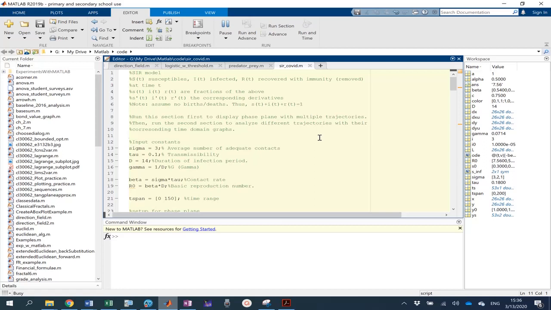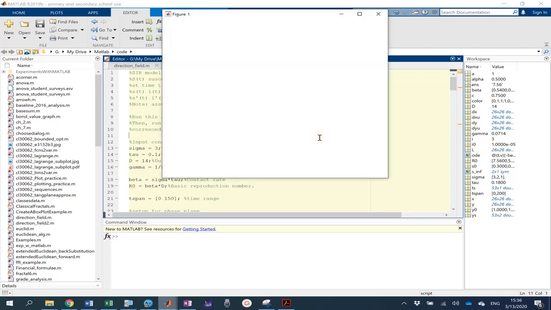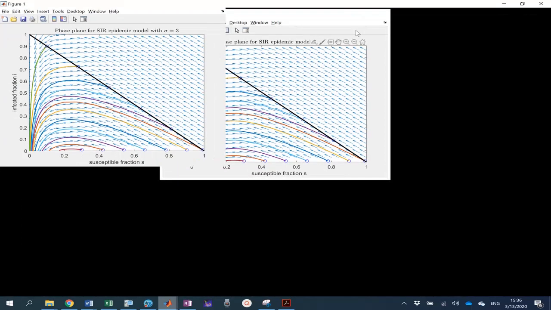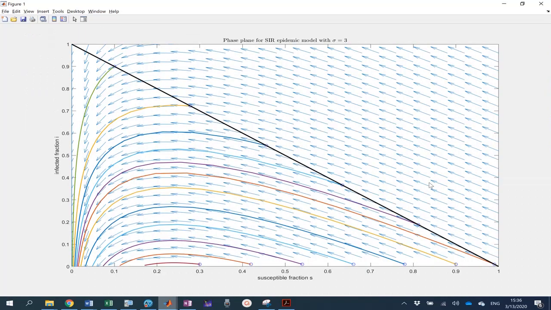And for this phase plane, what I've done is I've set sigma, the contact number, equal to 3. And I've changed the initial conditions. The initial conditions that I've changed going in are going to be the infected fraction and, as a result, the susceptible fraction. So I'm starting with 0 in the recovered, which means that the infected fraction plus the susceptible fraction are going to sum to 1, and that's the meaning of this diagonal line right here.